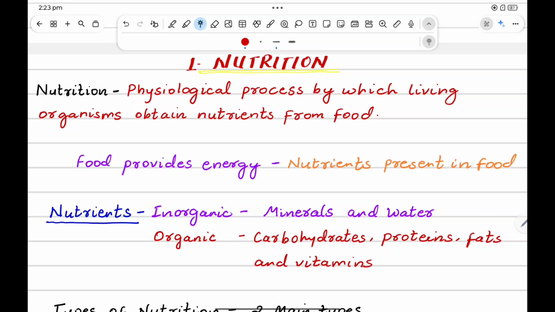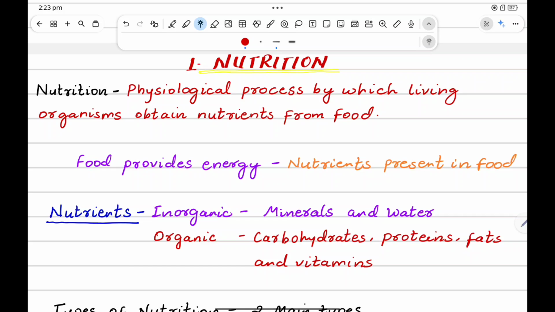Hello everyone. In today's class we are discussing nutrition as a life process. So nutrition is the process by which living organisms obtain nutrients from food. There are nutrients present inside the food, and breakdown of these nutrients releases energy. That's the reason we say that food gives us energy.